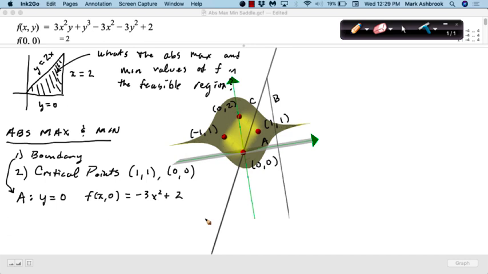Well, I have to treat this as its own little absolute max min problem. And how do we do absolute max min problems? We look at endpoints and critical points.